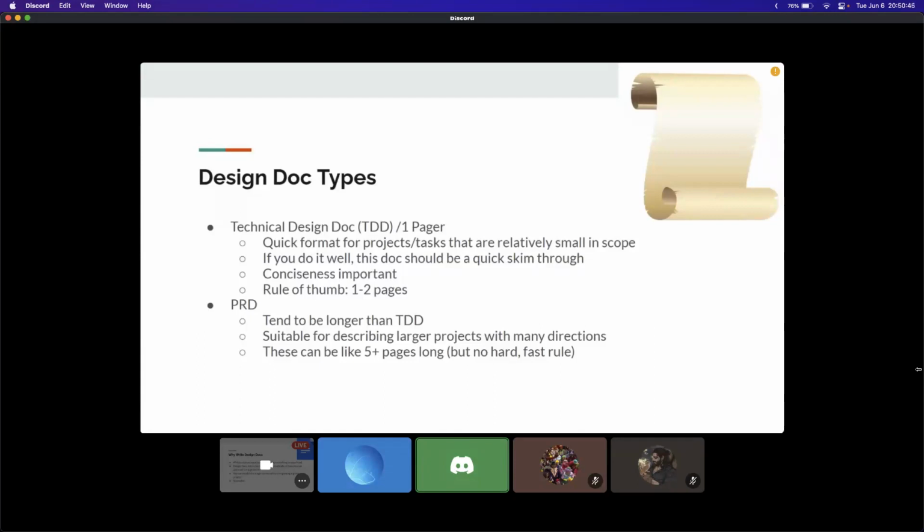So a TDD is a good fit for projects or tasks at a relatively small scope. And if you write this doc well, this doc should be literally a quick skim through. And for TDDs, conciseness is super important. And the rule of thumb you want to aim for is 1 to 2 pages.